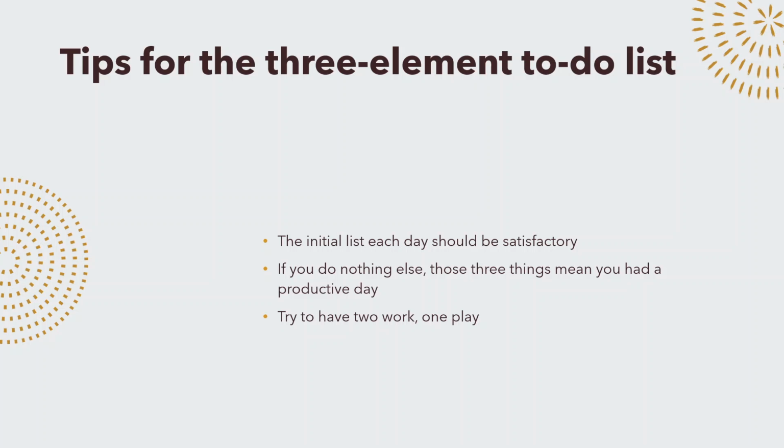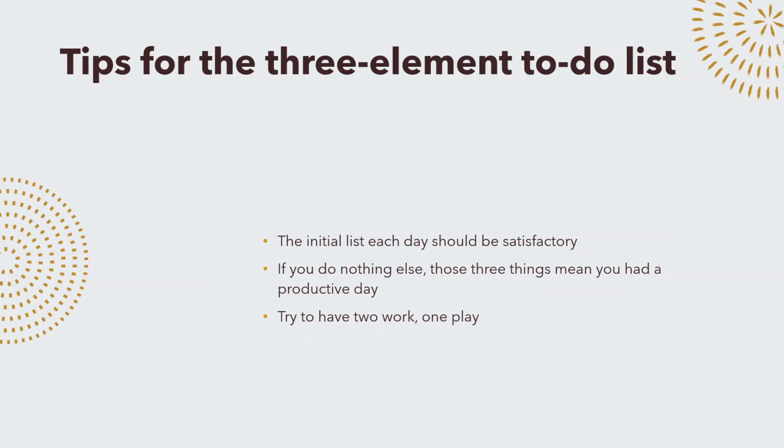Here are some tips for using the 3-element to-do list. The initial list each day should be satisfactory. So what I mean there is, let us say that you're only going to write those 3 things down. You're never going to refill your list in the day. At the end of the day, if you've achieved those 3 things, that must mean you had a productive day. So for instance, I might put in make a YouTube video as one of my things. I probably wouldn't put in make an instant coffee and sit at my desk.